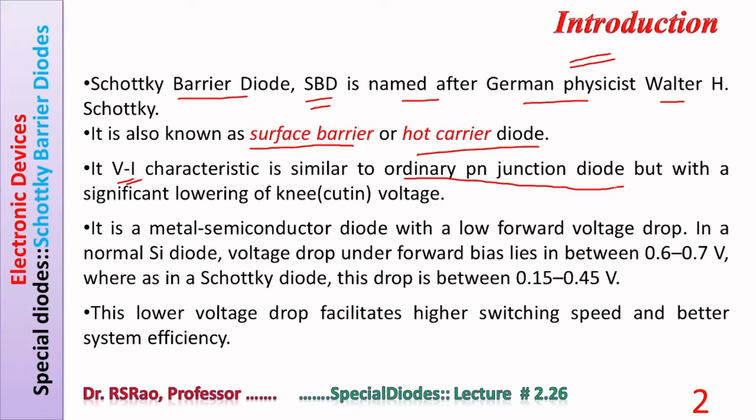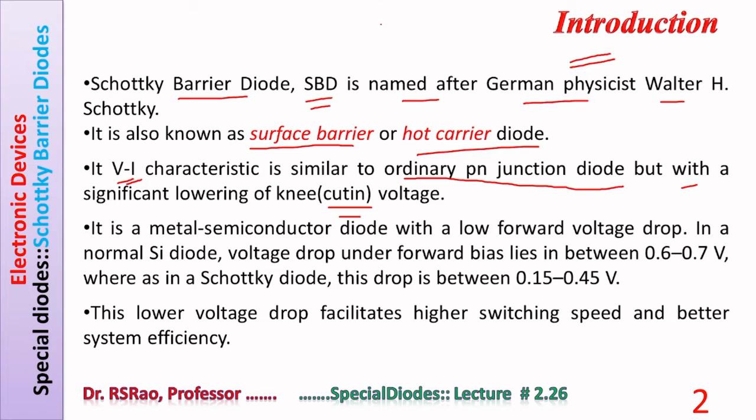In one direction, they exhibit a higher amount of resistance. In the other direction, they exhibit a lower amount of resistance. But with a significant difference from PN junction diodes. That is, the cut-in voltage in SBDs is much lower than ordinary PN junction diodes.